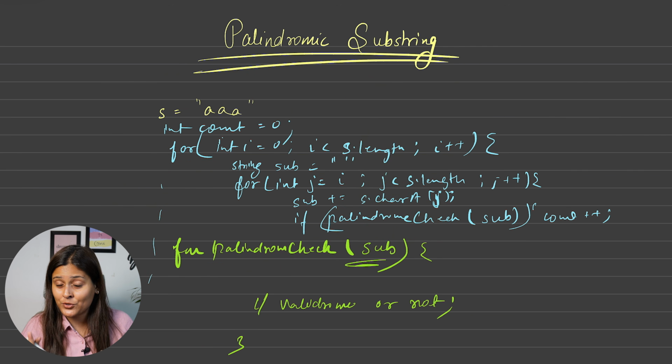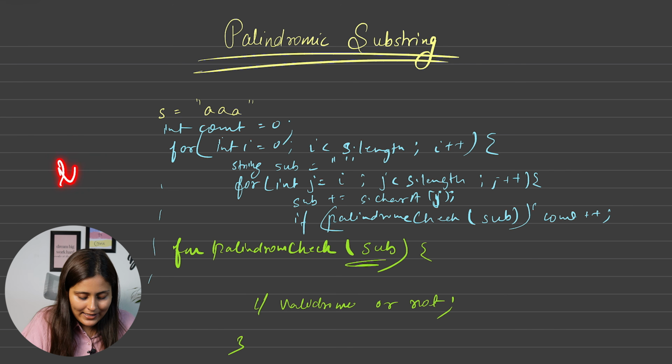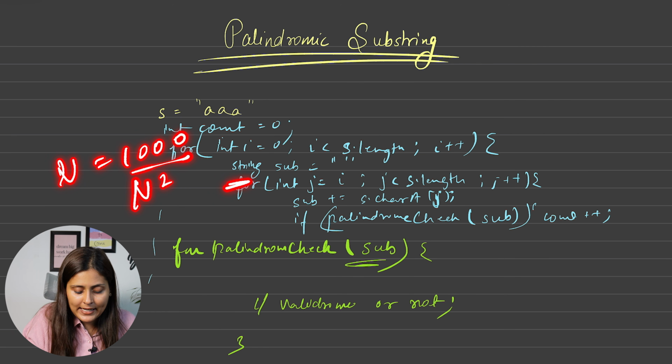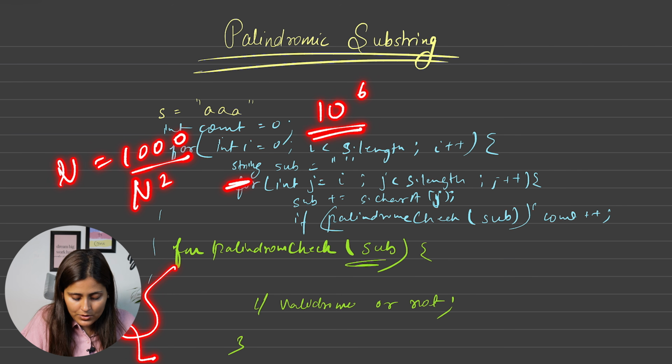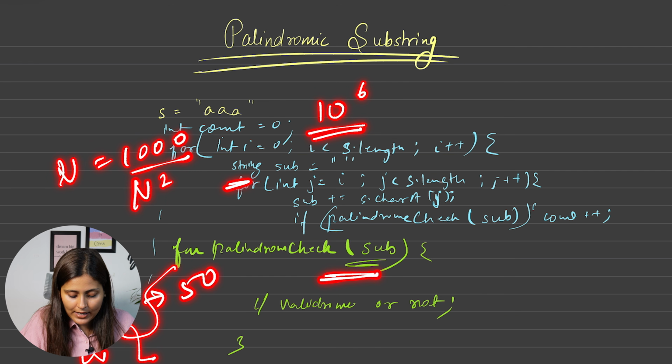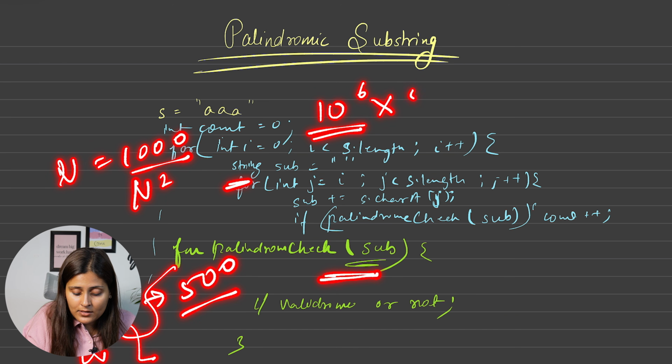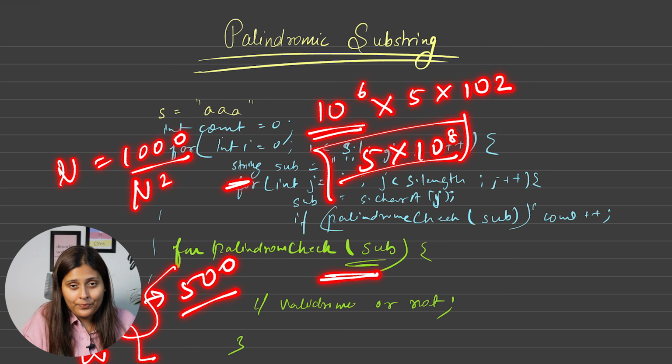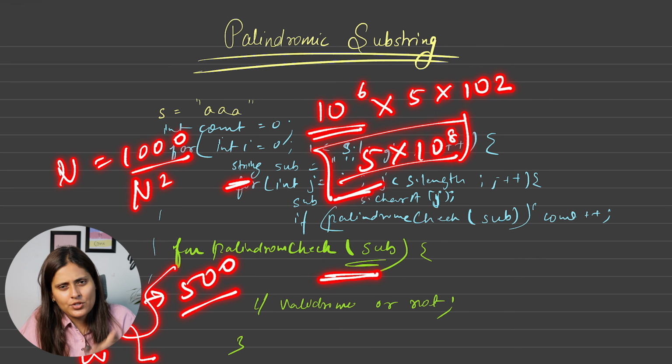Why am I saying this 5 into 10 power 8? Because n is 1000. So this will take n square, means can I say 10 power 6? Yes, definitely. Now if this is 1000, definitely it is running for n by 2 times. So to be more precise, 500. If you multiply this 5 into 100 means 10 power 2. So in total it will be 5 into 10 power 8. And in the worst case, it won't even touch that also. So it might give you TLE, or else it will be very slow.